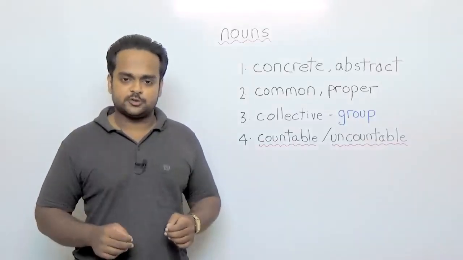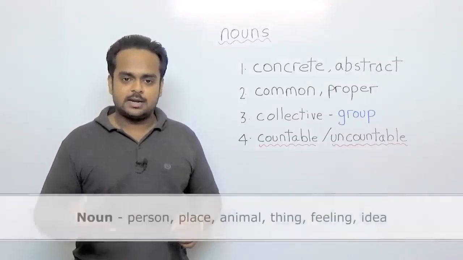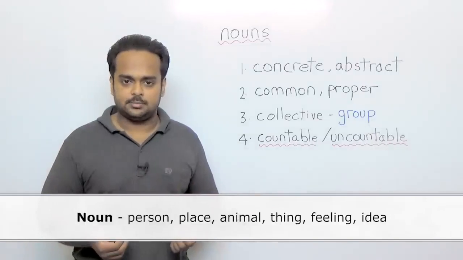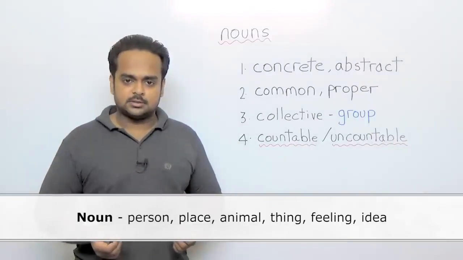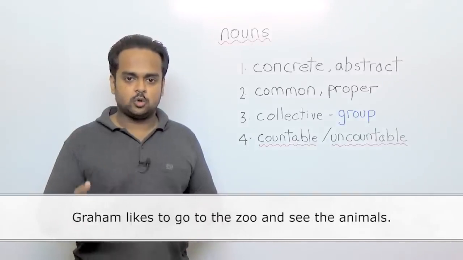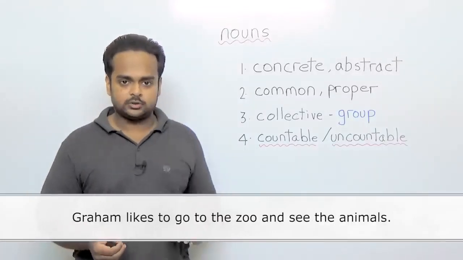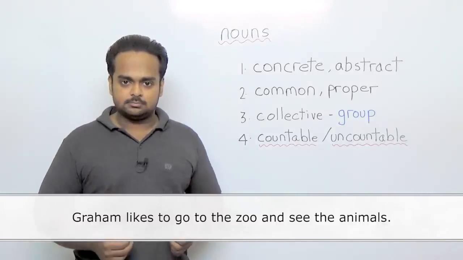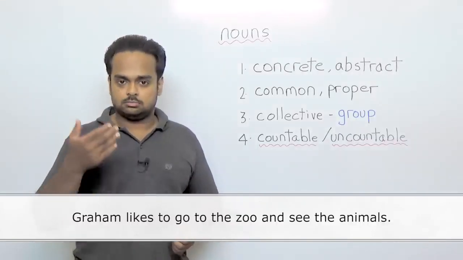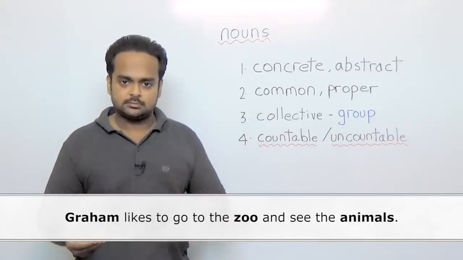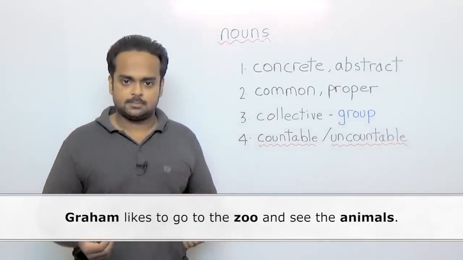So first of all, what is a noun? I'm sure you know the answer to this. A noun is just the name of a person, place, animal, thing, feeling, or idea. For example, in this sentence, Graham likes to go to the zoo and see the animals. Here, there are three nouns. Can you identify all of them? The nouns are Graham, a person, zoo, a place, and animals.